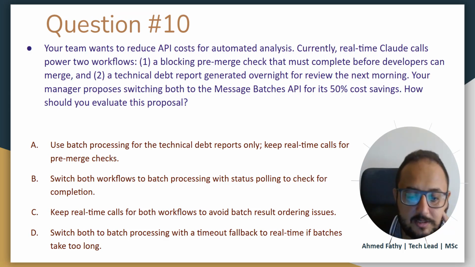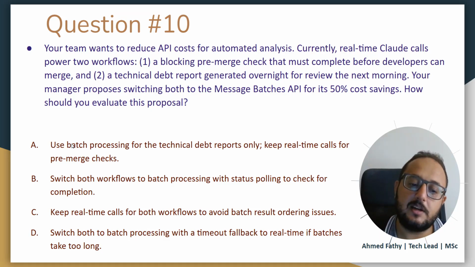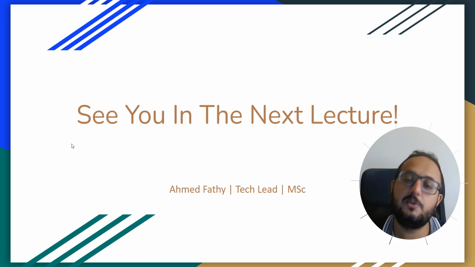So the answer to this question is actually going to be A. Use batch processing for the technical debt reports only. Keep real-time calls for pre-merge checks. So this is the answer. See you in the next lecture.